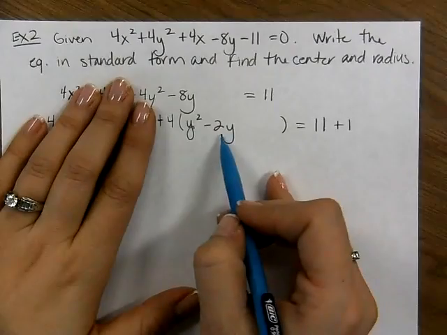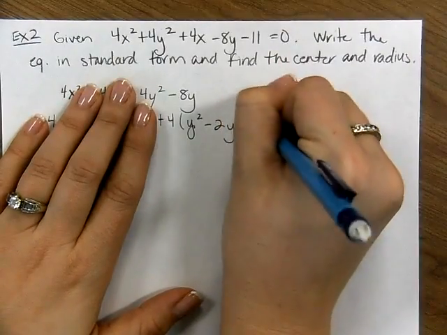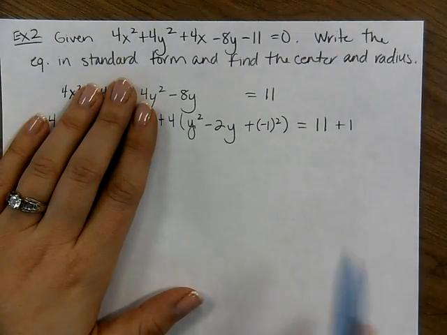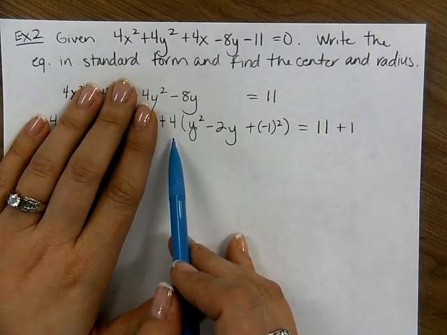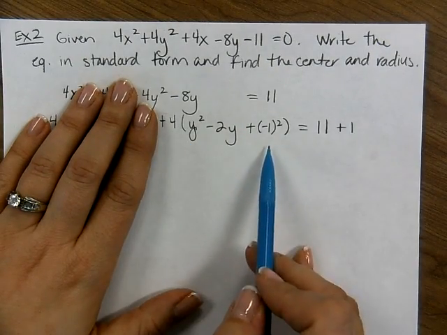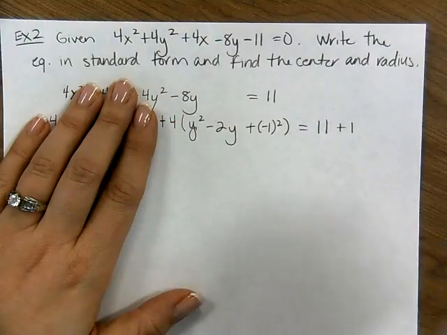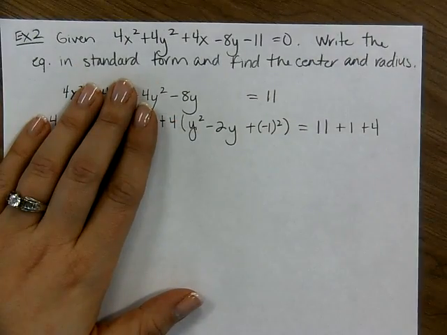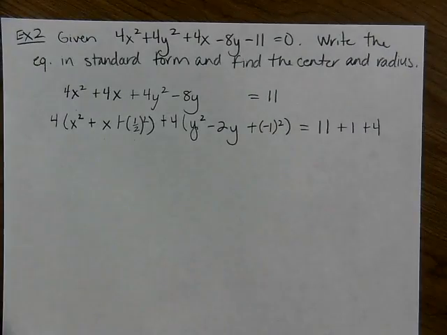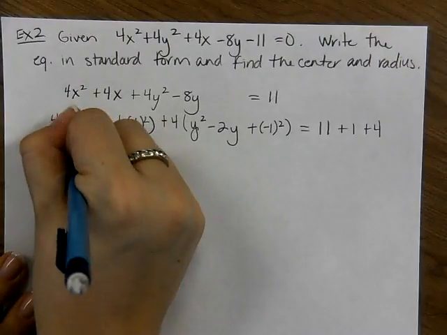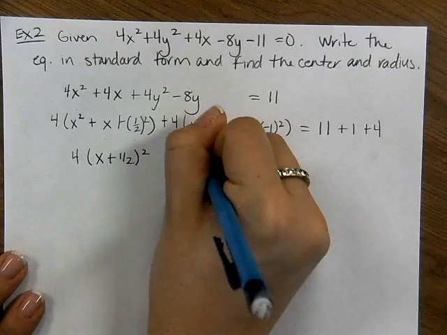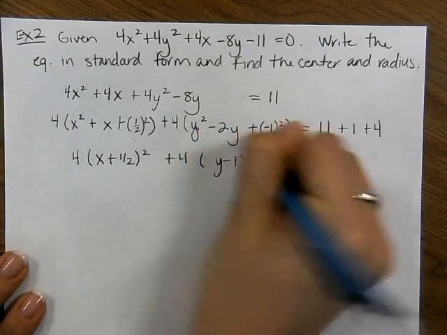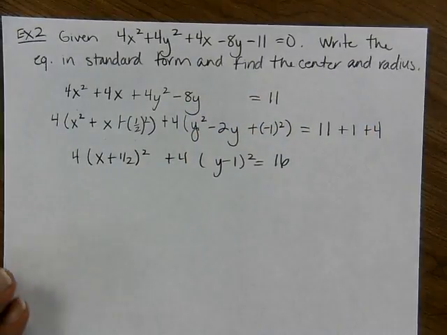Now let's look at the y piece. Half of -2 is going to be a -1 squared. So I'm adding a 1 on the inside. But I have to multiply it by the 4. So I'm really adding a 4. If I add a 4 on the left side of the equation, then I have to add a 4 on the right side of the equation because that's the only way to keep this all balanced. Okay, now we're going to move into the factoring part. So now we factor. I have x plus 1/2 squared here, and I have y minus 1 squared here, equals 16 when I combine all those.